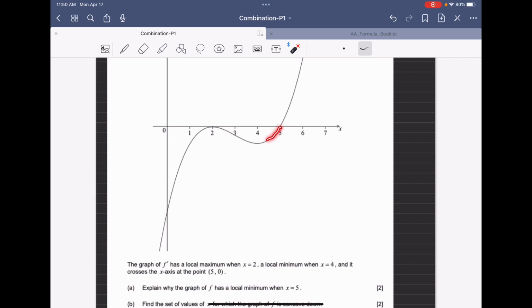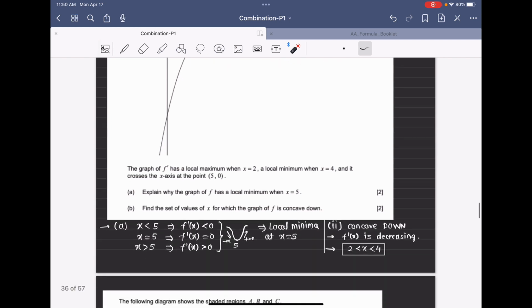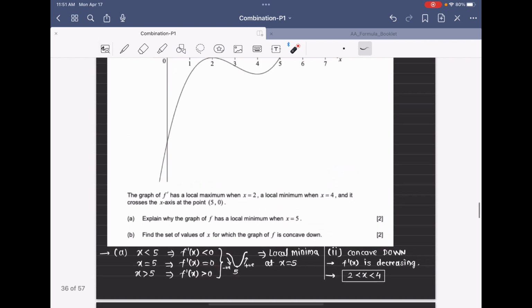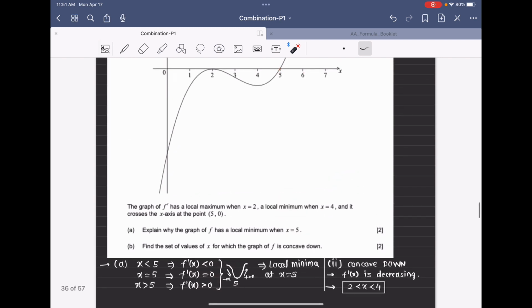Before 5, the graph is negative because it is below the x-axis. After 5, the graph is positive because it is above the x-axis. So clearly, for x less than 5, f dash x is less than 0. At x equal to 5, f dash x is equal to 0. And for x greater than 5, f dash x is positive, so greater than 0. Therefore, it is a local minimum.